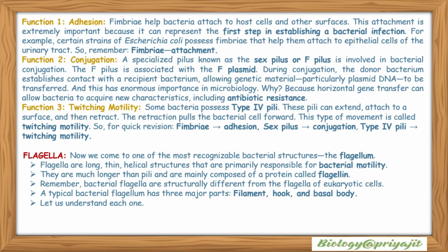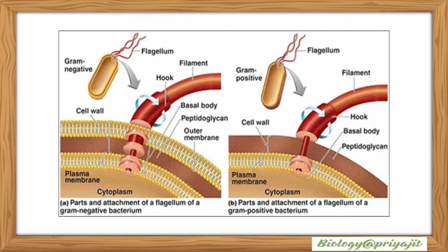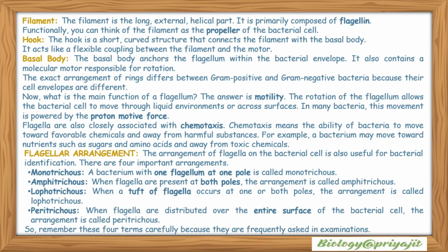Now we go for flagella. So the flagellum is a long, thin helical structure primarily responsible for bacterial motility. It is made up of flagellin protein. It has three major parts: filament, hook, and basal body. The bacterial flagella structure is different from the flagella of eukaryotic cells. This is the structure of flagella. So this is the description of filament, hook, and basal body. So the arrangement of flagella: when a bacteria has one flagellum at one pole, it is called monotrichous. When flagella are present at both poles, the arrangement is called amphitrichous. When a tuft of flagella occurs at one or both poles, this is called lophotrichous.